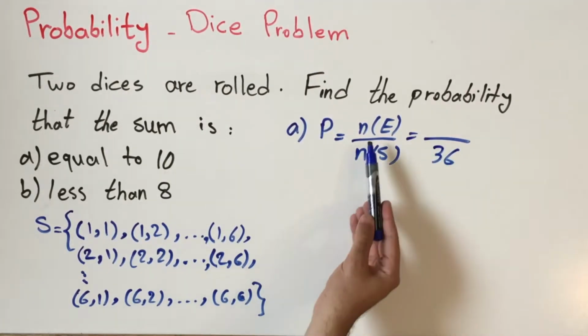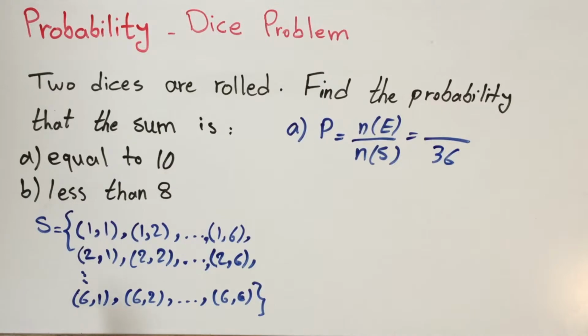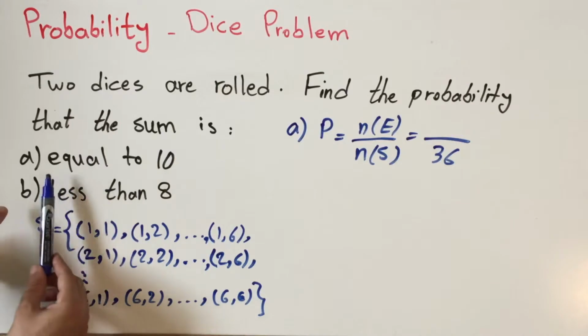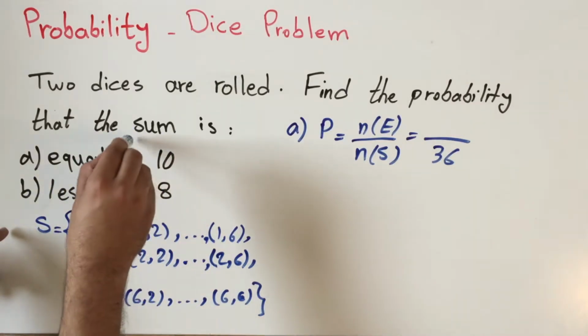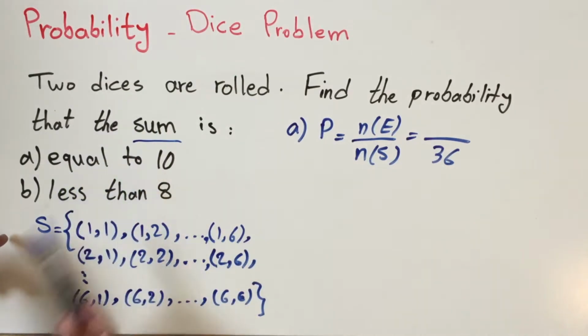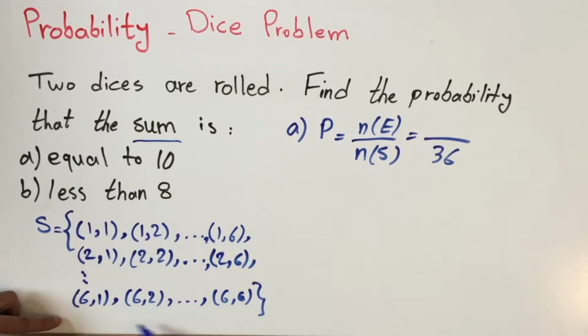Now we have to find the number of E, which is the event set. So how can we find the n of E? You have to look at the question. It says in part A, the sum should be equal to 10. So from these 36 items, you have to find the ones that add to 10.